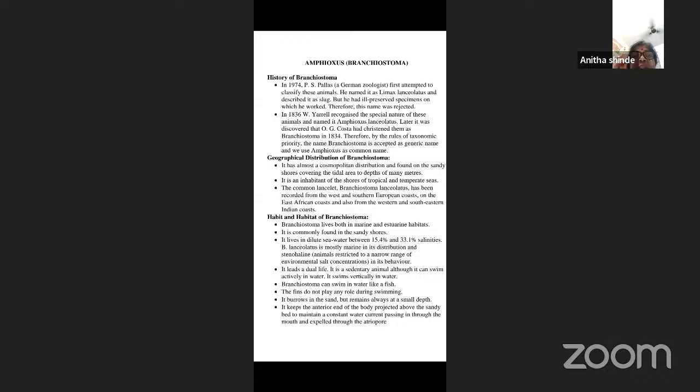It cannot overcome changes in salt concentration. That is the reason why it is restricted only to a narrow range of environmental salt conditions. In its behavior, it leads a dual life. It is both sedentary and can actively swim in water. It can attach to the substratum, and if it wants, it can also swim. It is a sedentary animal, and also it can swim actively in water, and it swims vertically in the water.